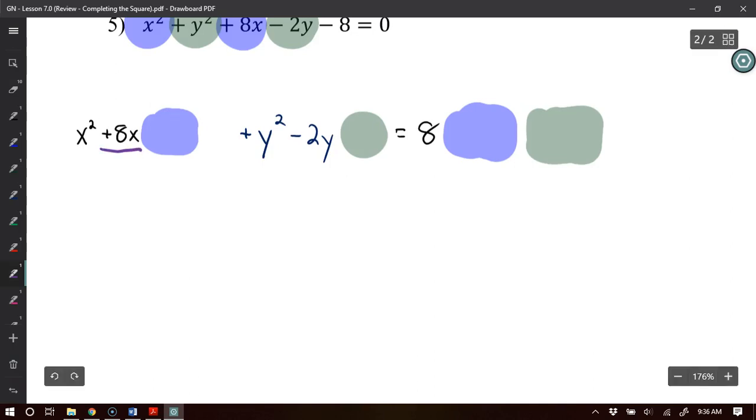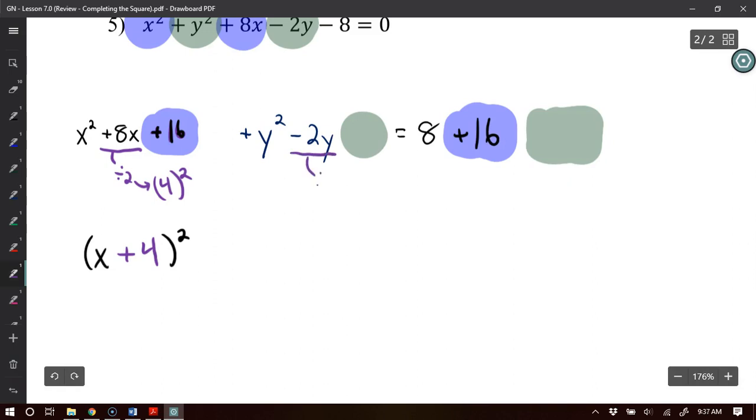So I'm going to take this 8x and I'm going to divide by 2, and that's going to give me a 4. I'm going to square that, and that's going to give me a positive 16. So this first one is going to be an x plus 4, the quantity squared. And I added 16 to the left-hand side, so I have to add 16 to the right-hand side. I'm going to take this minus 2y, I'm going to take that negative 2, and I'm going to divide by 2, and that's going to give me a negative 1. I'm going to square that, that's going to give me a positive 1. But I added 1 to the left-hand side, which means I better add 1 to the right-hand side.